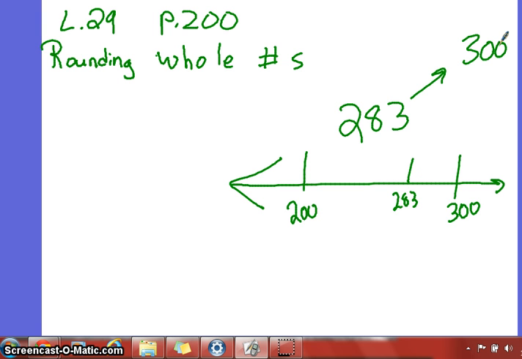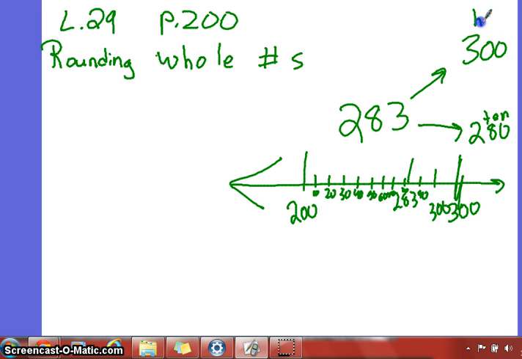If I needed to show you on the number line again, to the nearest 10, then I'm going to actually write out here's my 280, 290, and 300. 283 is closer to 280 than it is to 290. So the nearest 10 is 280. That's to the 10. This is to the 100. So with rounding, it really is going to depend on what you're being asked.